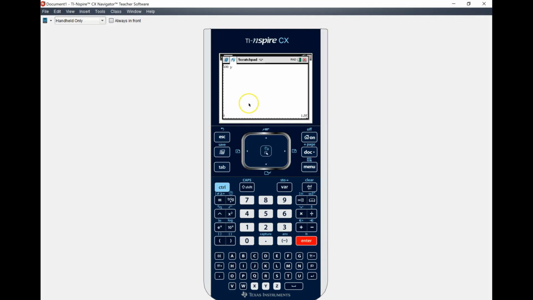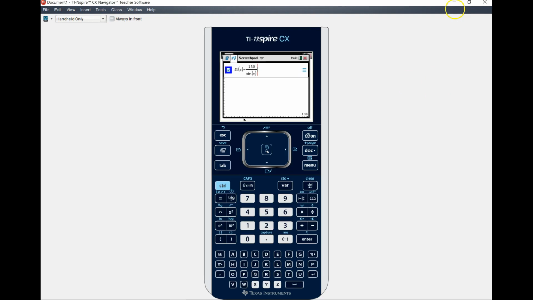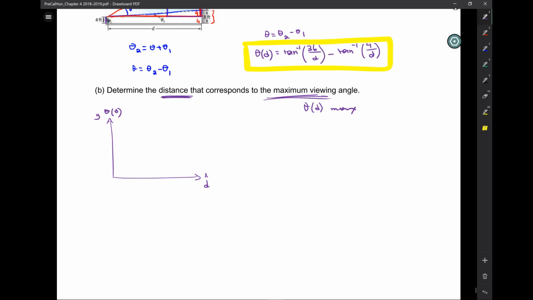Why can't I see a graph? I'm going to find out next time. All right, I'll continue that graph next time.